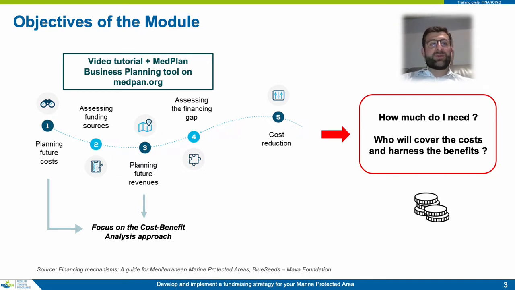The purpose of the CBA is to help you plan for future costs and revenues by selecting the most relevant projects as well as activities for your MPA. To do this, it will be necessary to analyze the financial and non-financial costs and benefits. In particular, the costs and benefits of projects and activities on the environment and local communities.